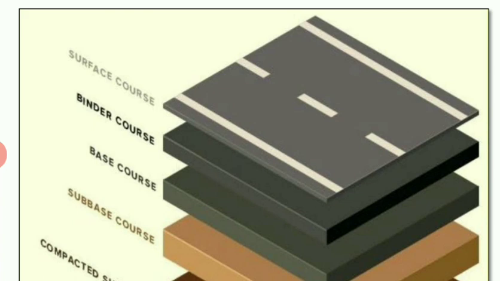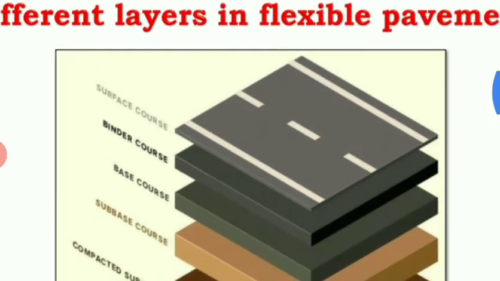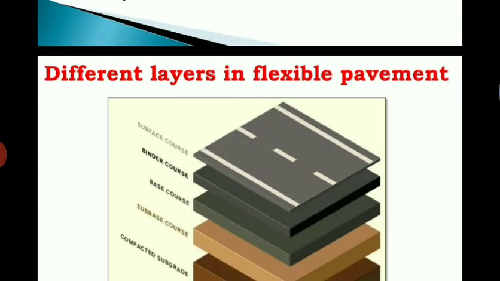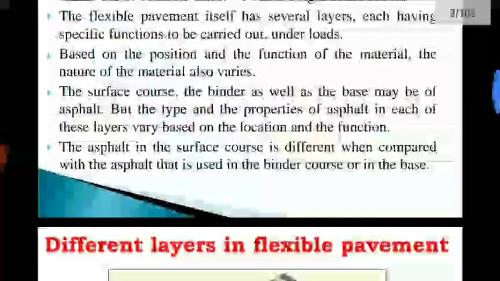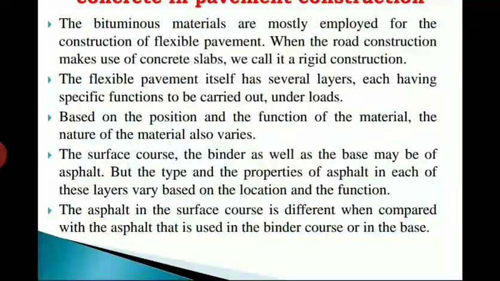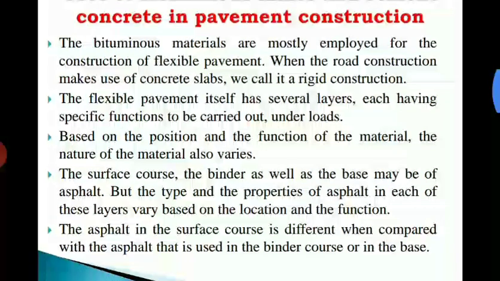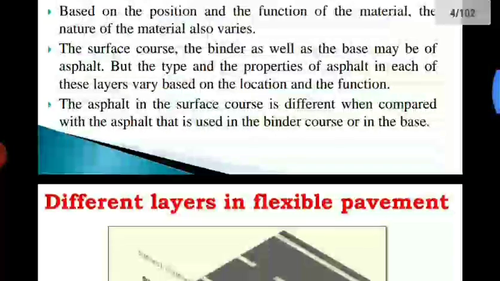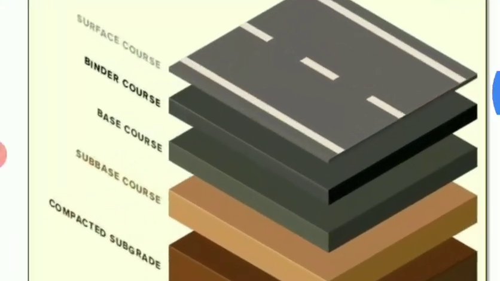So now in this road construction, the base layers for the surface course will be the binder course as well as the base course. They are going to carry certain loads which are governed by the top layer, such as the surface course. And here the asphalt in the surface course is different when compared with the asphalt used in the binder course or in the base course. So whatever the mixture of aggregate as well as binder, that will vary with different layers.